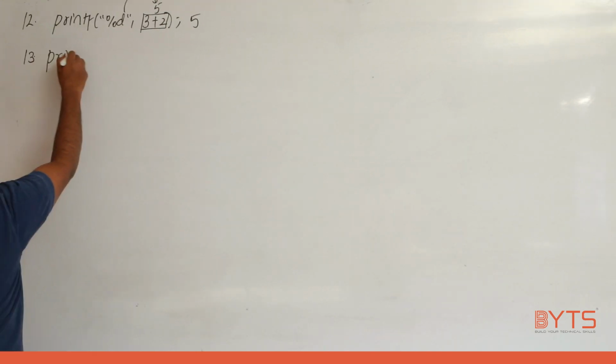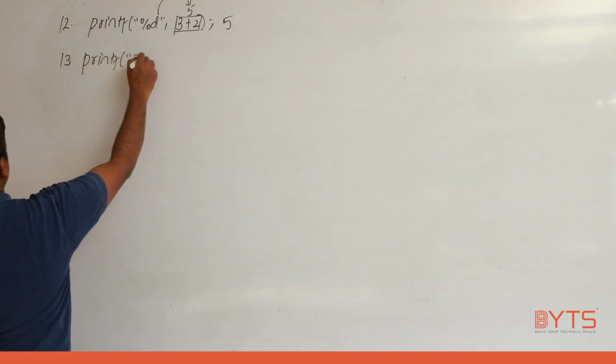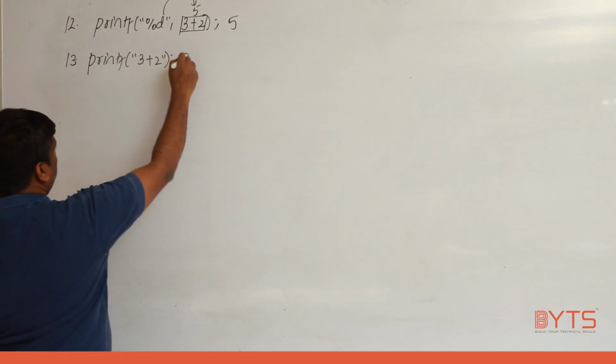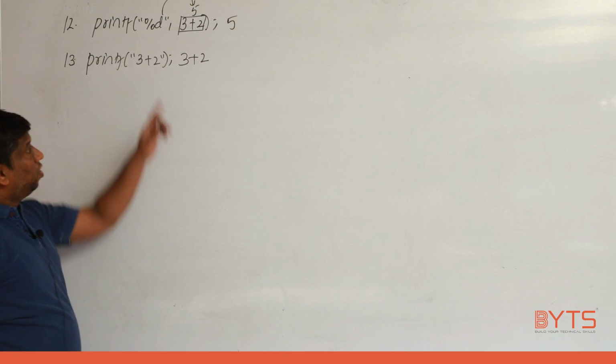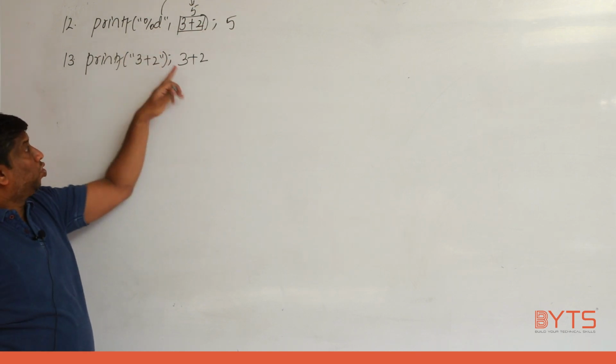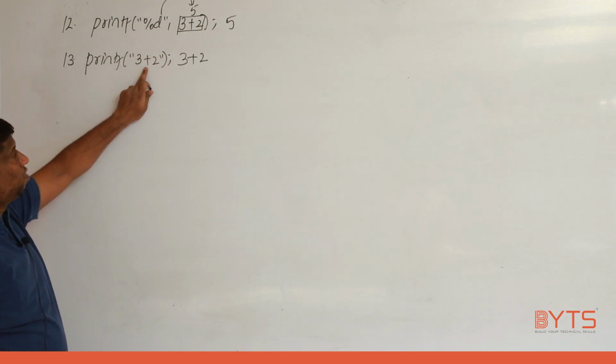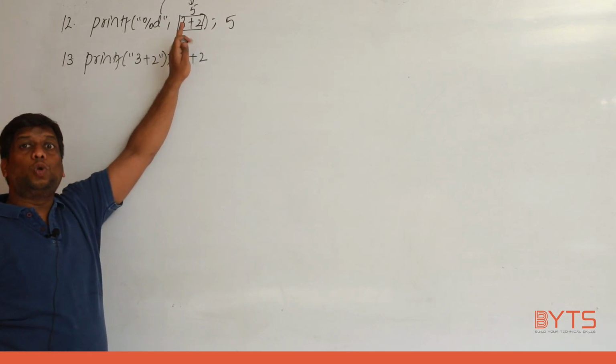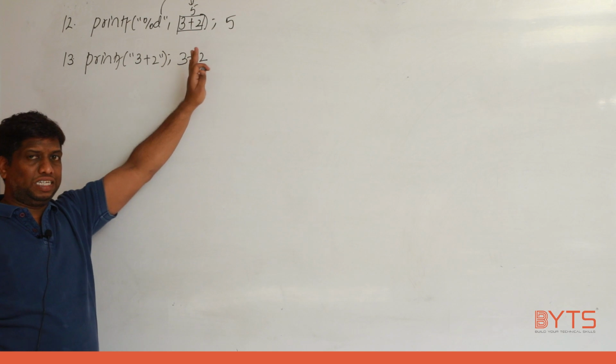Next example, very important here. Printf percentile D 3 plus 2. Can you please see? Answer is not 5, 3 plus 2. Why? Because 3 plus 2 is inside double quotes. Here it is considered as a plus to print. Here it is considered as addition to perform addition. Very important that is.